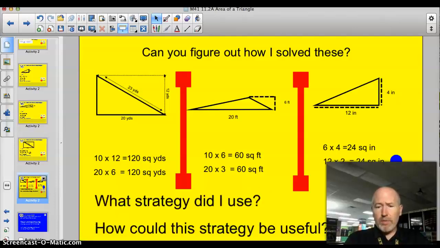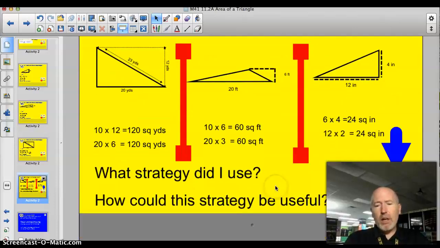Got something underneath here. Why did I use it? A lot of times I figure out the area of a triangle by using 1 half base times height, and I check it with that strategy. Just cut a side, or cut the base or the height in half, and determine it. So hopefully that'll give you something to think about.